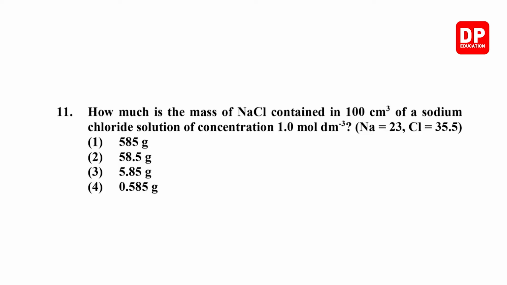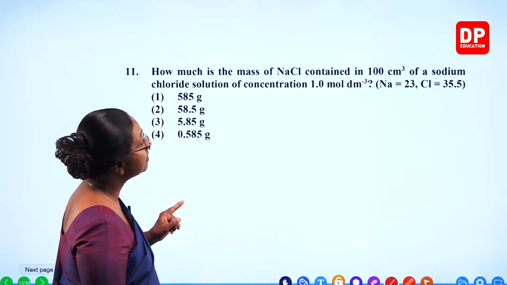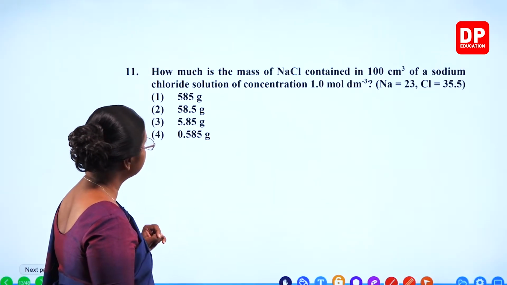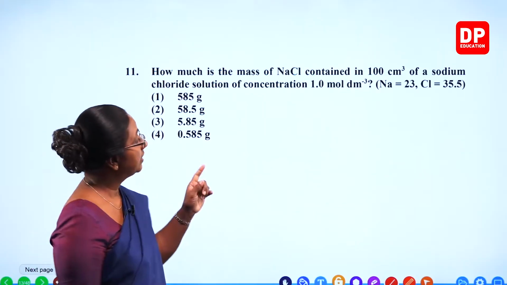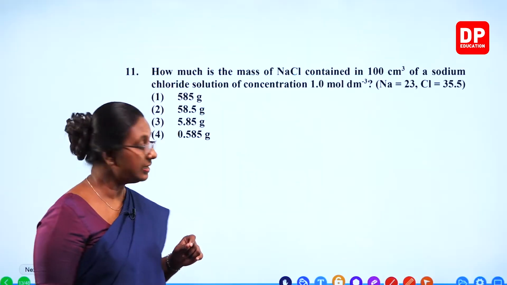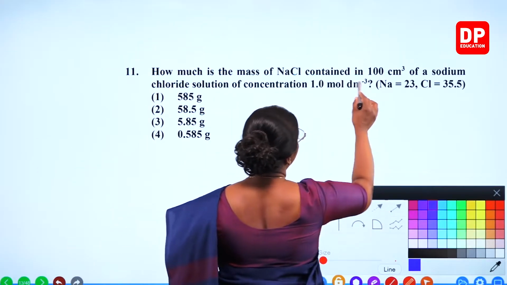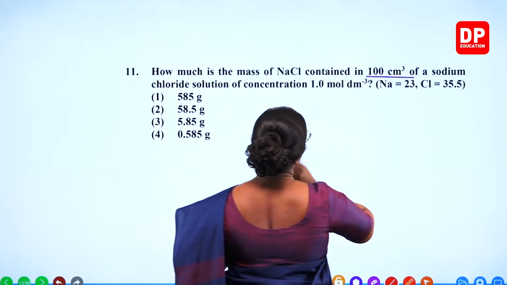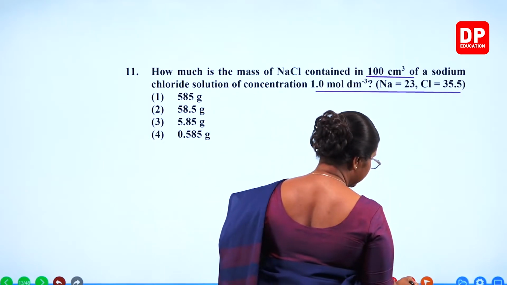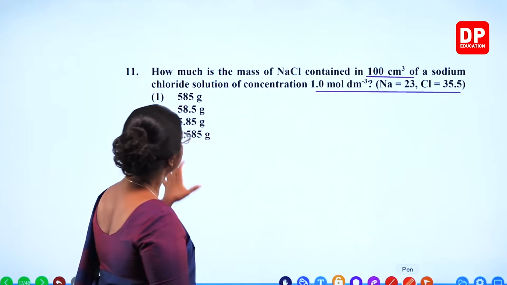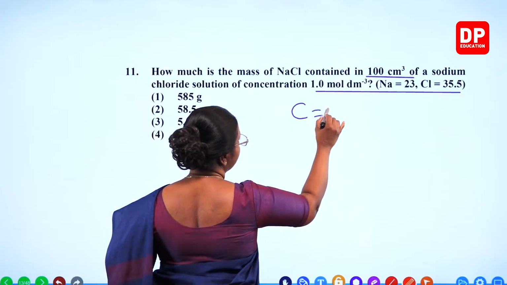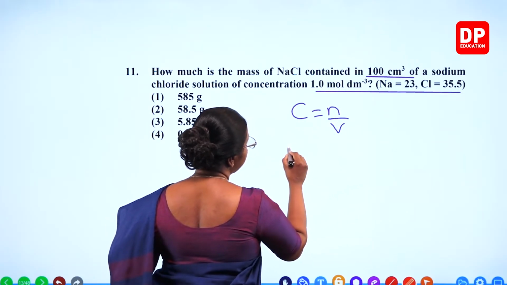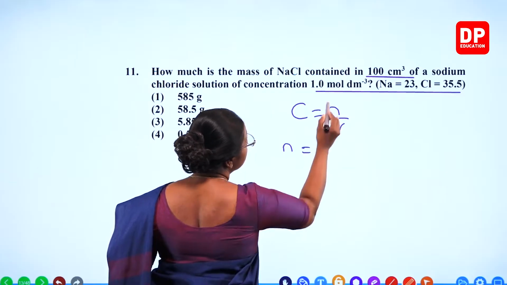Question number 11. How much is the mass of sodium chloride contained in 100 cm³ of a sodium chloride solution of concentration 1 mole per decimeter cube? Sodium is 23 and chlorine 35.5. So these are all given to us. The volume is given, concentration and the relative atomic masses are given to us. So if you are to calculate that, you know the equation concentration equals n over V. So from that we can find the number of moles.